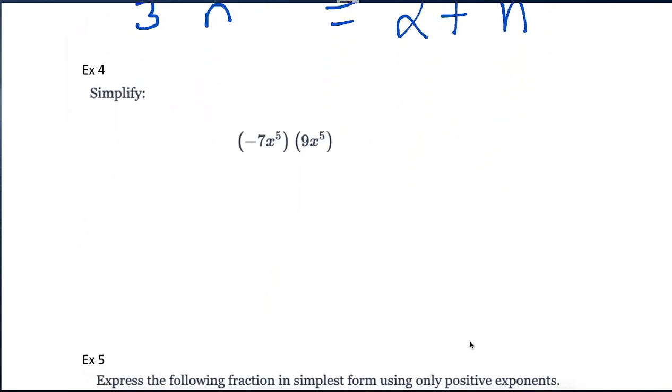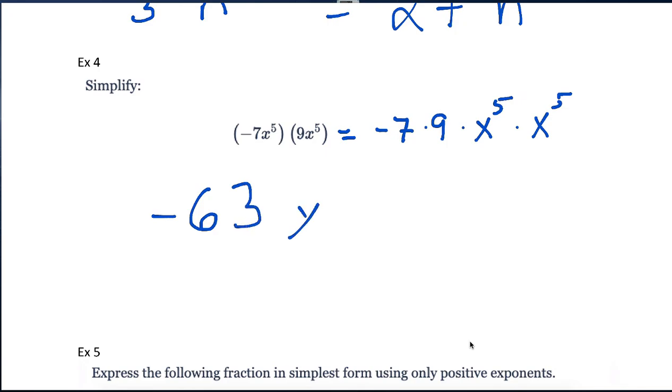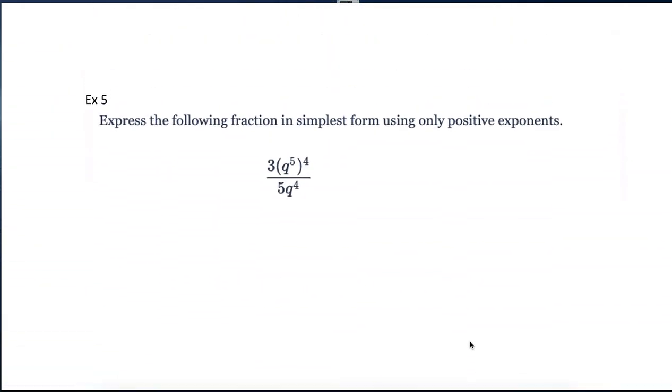Now, if you have multiplication, just know you can rearrange this. You can rearrange this into 7 times 9 times x to the 5th times x to the 5th. And if we do this one, negative 7 times 9, negative 63 x to the 10th, because you add those two exponents. Okay, that's example 4. Example 5, I think I'd do 2 more examples, 5 and 6.